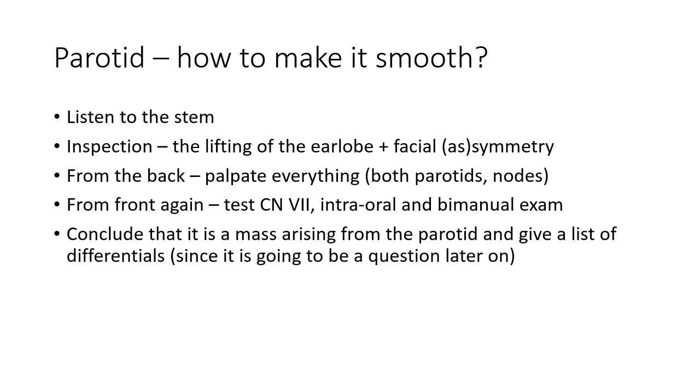Is to listen to the stem and inspect properly by describing how the mass leaves the earlobe and whether you observe any facial asymmetry from the front. Go to the back, feel everything, both the parotids as well as the nodes. And then from the front again, you would test the facial nerve and then perform your intraoral and bimanual exam. After you conclude that this is mass arising from the parotid, give a list of differentials because this is definitely going to be a question later on.